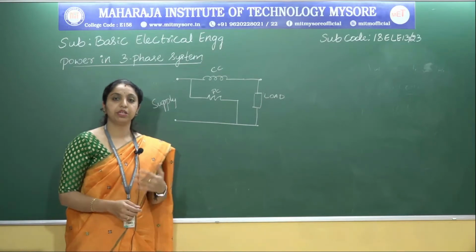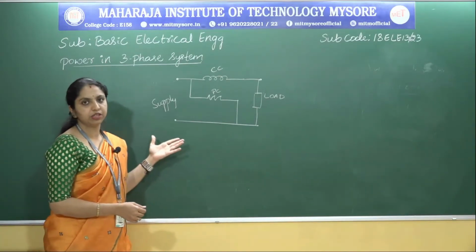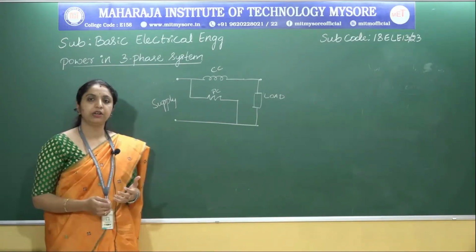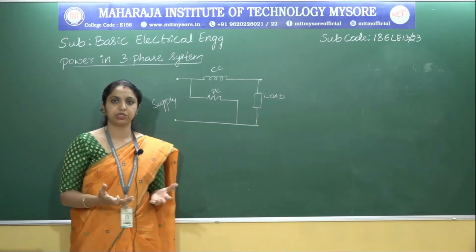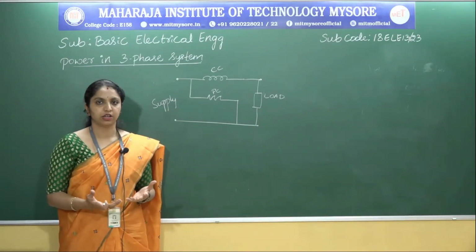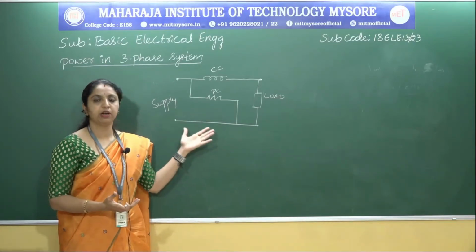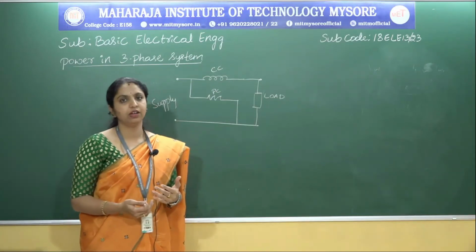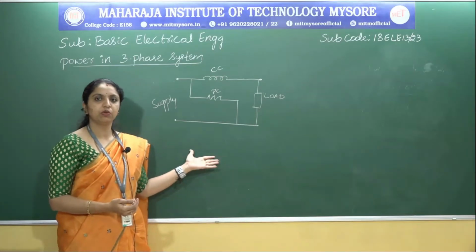So next we have measurement of power in a three-phase circuit, using a wattmeter. The wattmeter is the instrument which is used to measure the power in an electrical circuit, and this wattmeter consists of two coils.